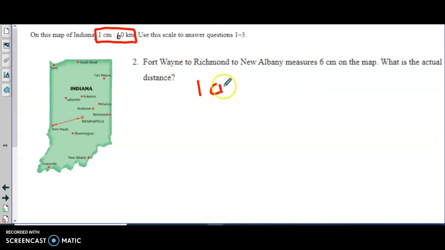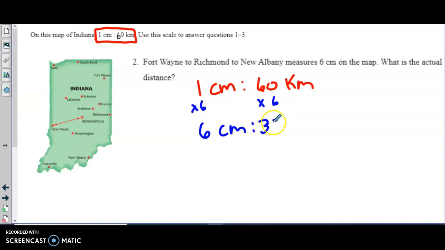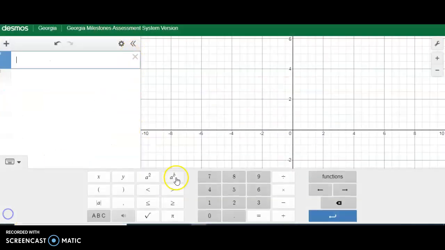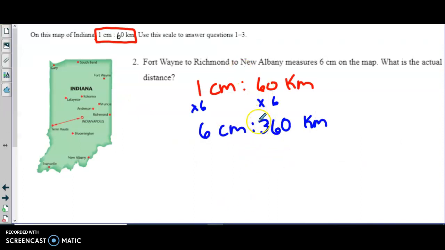So we start with our scale, which says 1 centimeter to 60 kilometers. And then we want to know the distance of 6 centimeters. Well, basically, we ask ourselves, what are we multiplying by to get from 1 to 6? And we're multiplying by 6. So over here, we want to also multiply by 6. And 60 times 6 is 360 kilometers. I'm actually going to double check that because I don't always trust my brain. So let's do 60 times 6 in the calculator, and it is 360. Okay, good. So the final answer here, the actual distance would be 360 kilometers.